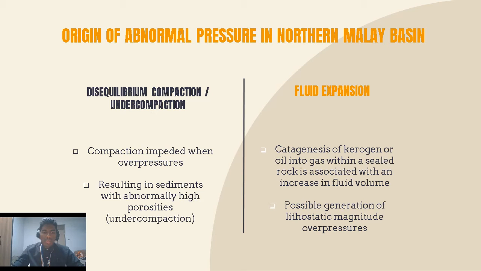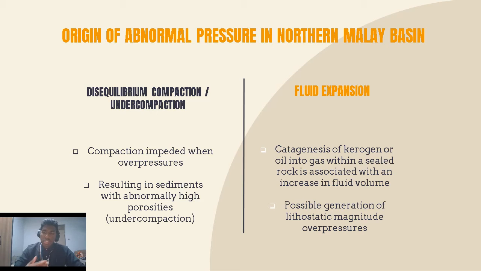Now, in terms of fluid expansion, this was interpreted to be a possible explanation of some overpressures within the basin. In one of the publications, the fluid expansion mechanism refers to the catagenesis of kerogen or oil into gas within a sealed rock, which results in an increase in fluid volume, which leads to the possible generation of lithostatic magnitude overpressures.